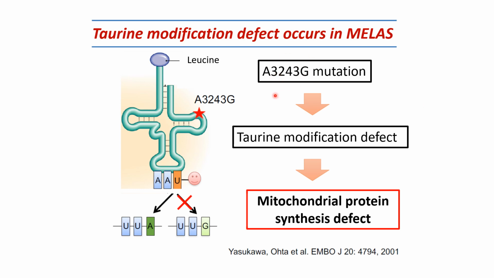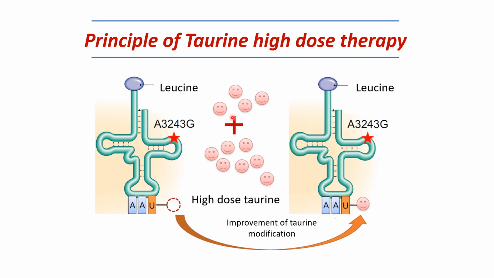For example, the 3243 mutation causes a taurine modification defect, and therefore a mitochondrial protein synthesis defect. So, taurine modification is impaired, and therefore high-dose taurine treatment improves this taurine modification.